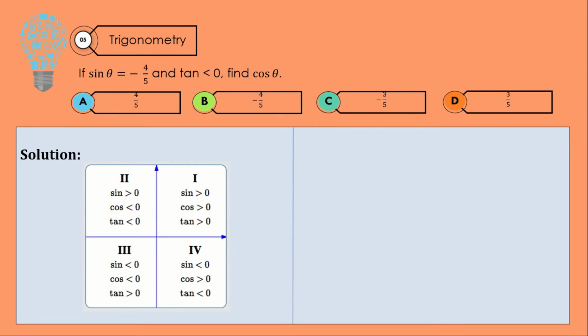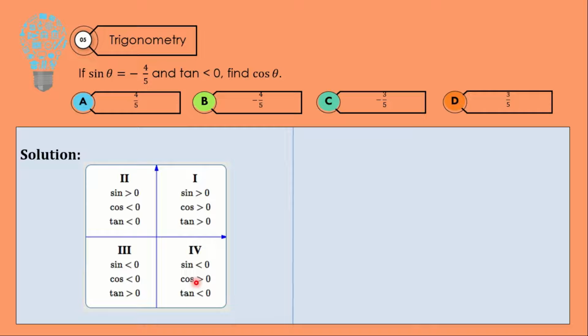In each quadrant, the trigonometric function has corresponding signs. For quadrant 1, all trigo functions are positive. For quadrant 2, only sine is positive. And for quadrant 3, only tangent is positive. And in quadrant 4, only cosine is positive.